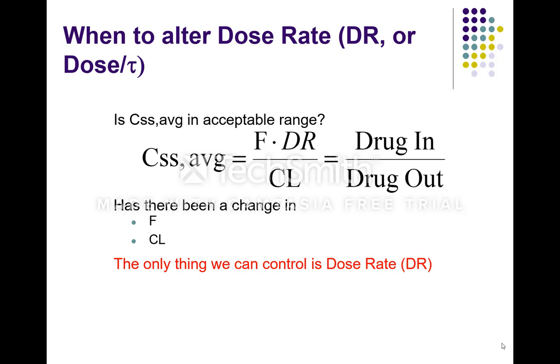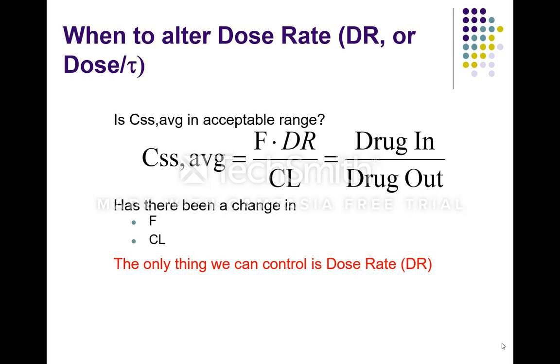So what will make changes in CSS average? Well, if there's a bioavailability change, if the bioavailability goes up, what's going to happen to your CSS average if everything else stays the same? The whole curve is going to go up, isn't it? Your CSS average and the whole thing is going to go up. And vice versa if it goes down, right?